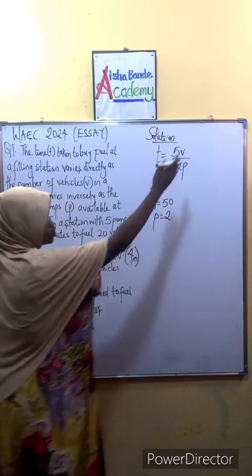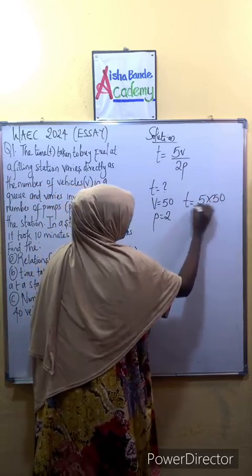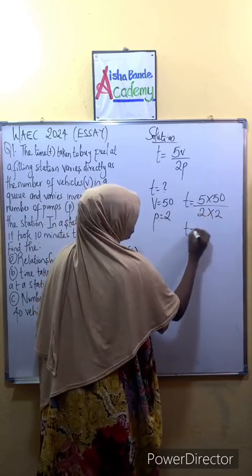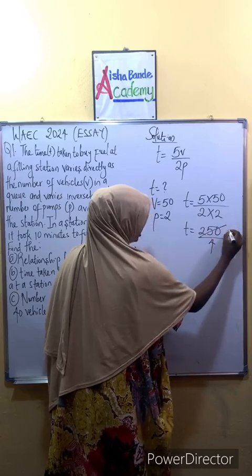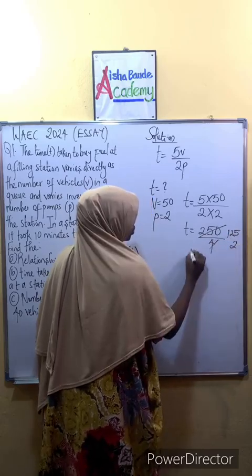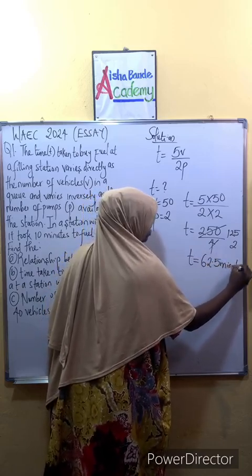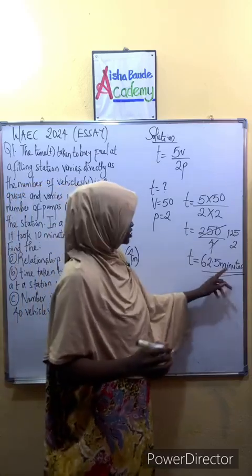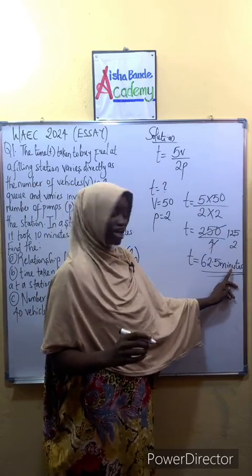So now we're substituting into this relation. So T is equals to 5 times V, which is 50, all over 2 times the value for P, which is 2. So T is equals to 250 over 4. So let's break down. 2 here gives us 125 and 2 here gives us 2. So T is equals to 62.5 minutes. Please, you have to put the correct SI unit so as to get the answer correctly, because if the final answer doesn't carry the correct unit, you will not get your full mark here.